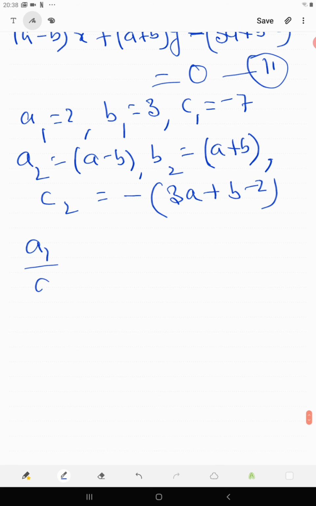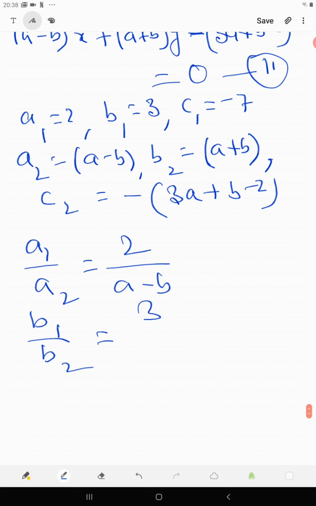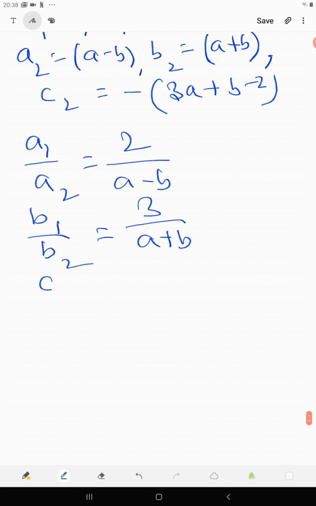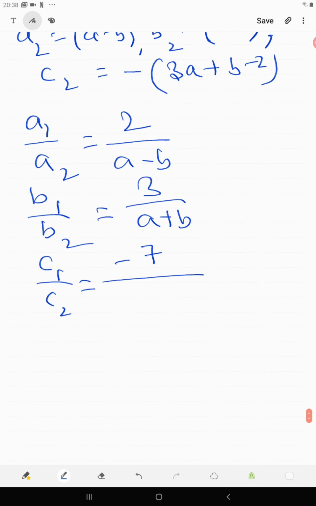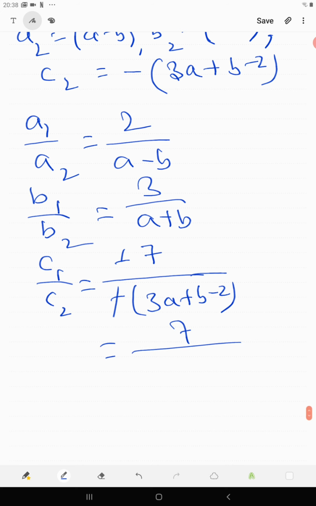Now a1 by a2 equals 2 by a minus b. Similarly, b1 by b2 equals 3 by a plus b. And then c1 by c2 equals minus 7 by minus of 3a plus b minus 2. So here minus minus will go, and what we will get is 7 by 3a plus b minus 2.